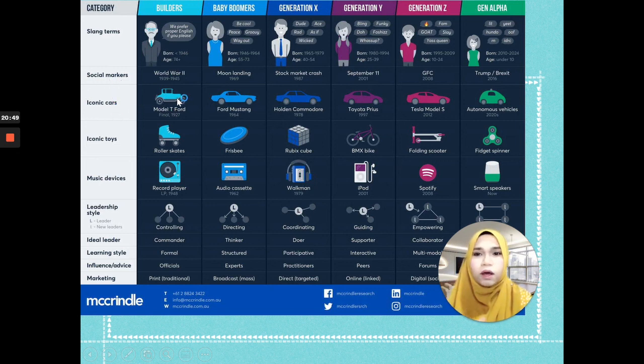Perhaps what they try to value here is that for the baby boomers, at that time it was the Ford Mustang. While for Generation X, perhaps the Holden Commodore. While Generation Y may have been introduced to the Toyota Prius, right? And for Gen Z, as you, for example, you will see a lot of other new models of cars. In terms of their iconic toys, you can see what people at different generations would normally play with. Generation Alpha are those born after 2010, okay.